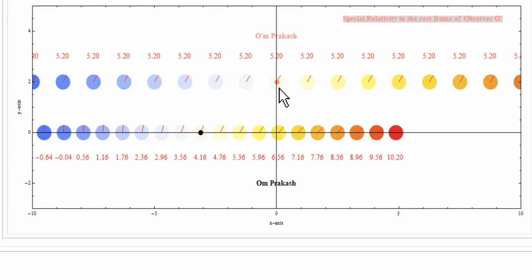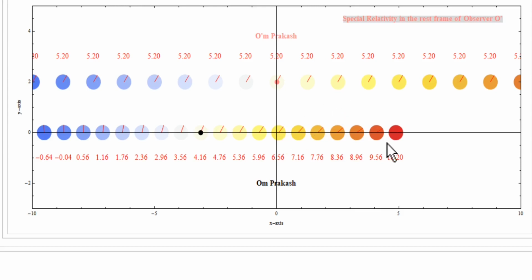So after a time of 5.2 seconds has passed for all the train observers, what they see is that only a time of 4.16 seconds has passed for the clocks on the ground. And this is true for every single clock on the ground. They all tick at the same rate. That rate just appears to be slower. So this is the phenomenon of time dilation once again.